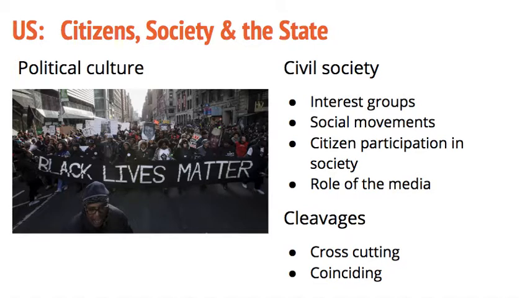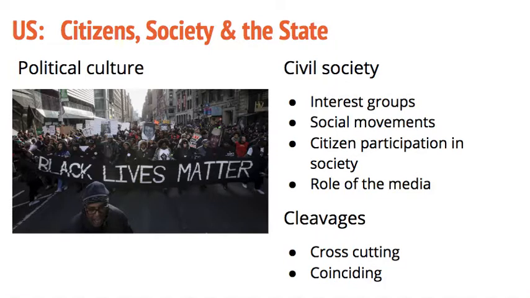So in the United States, we have a lot of powerful interest groups. Examples of them would be the AARP, the American Association of Retired Persons, and the NRA, the National Rifle Association. We have lots of interest groups, and many people in the United States belong to them. We also have social movements in the United States. The picture to the left is showing Black Lives Matter, which is obviously a very contemporary social movement. We've had other social movements, like the civil rights movement, the women's movement, and the LGBTQ rights movement. We've had lots of different social movements trying to highlight political concerns in our society.